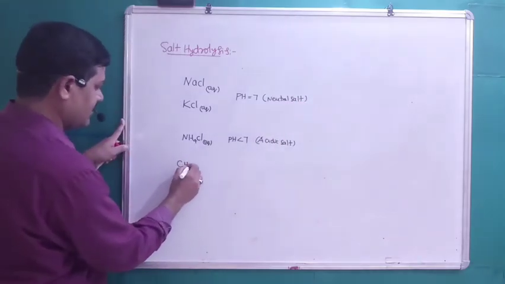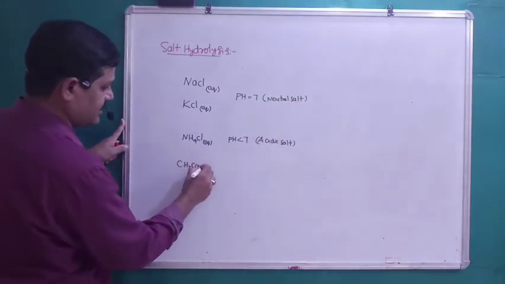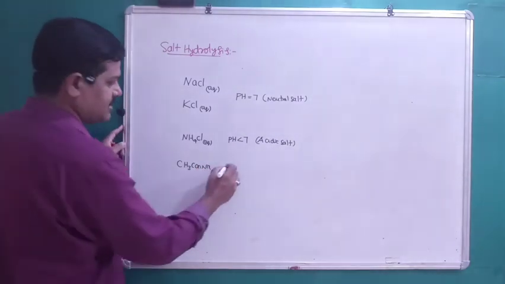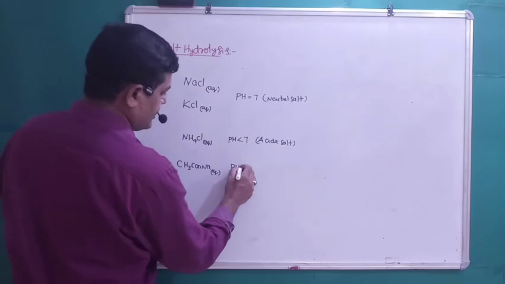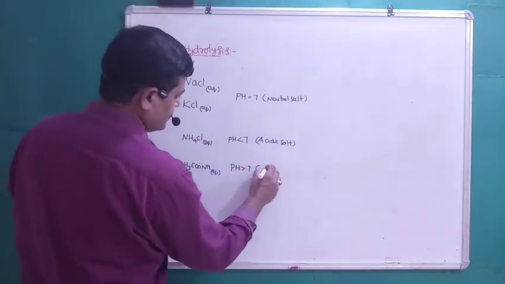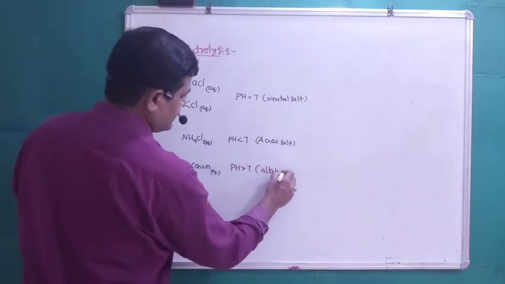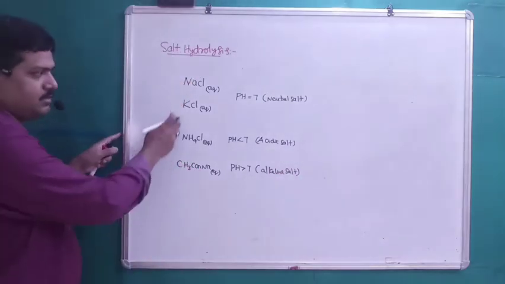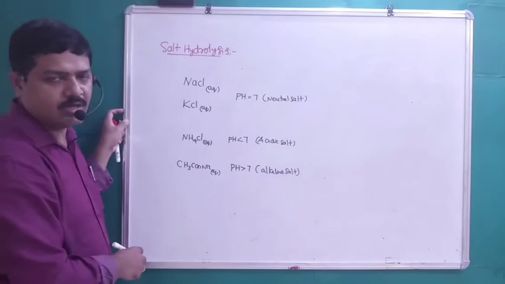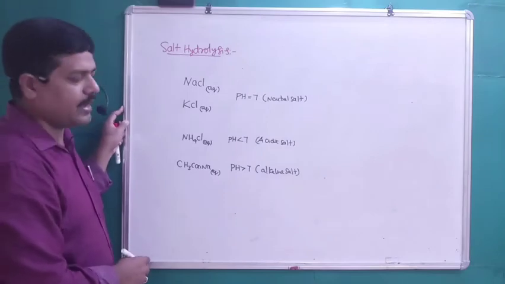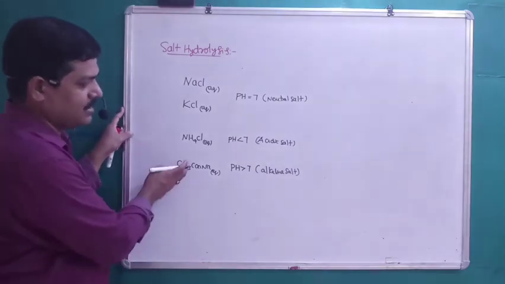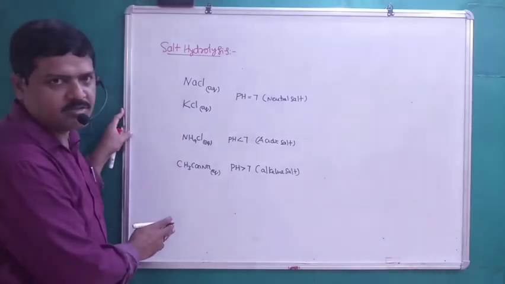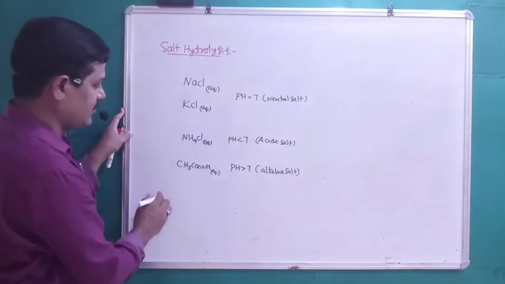If you take sodium acetate, CH3COONa, the aqueous solution of sodium acetate has pH greater than 7. This is called an alkaline salt. Even though all these salts are obtained from the neutralization reaction between acids and bases, what is the reason for the different pH? That is clearly explained by using the concept of salt hydrolysis.